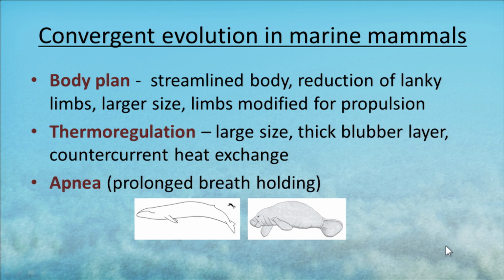And some other ones that you might not have noticed from the pictures are that they all have some mechanism to thermoregulate that tends to be similar, such as being a large size. A lot of them have thick blubber layers. Whales and phocids, for example, both have thick blubber layers, despite the fact that they're not evolutionarily related to each other, and they have countercurrent heat exchange mechanisms, which will be saved for a later lecture.